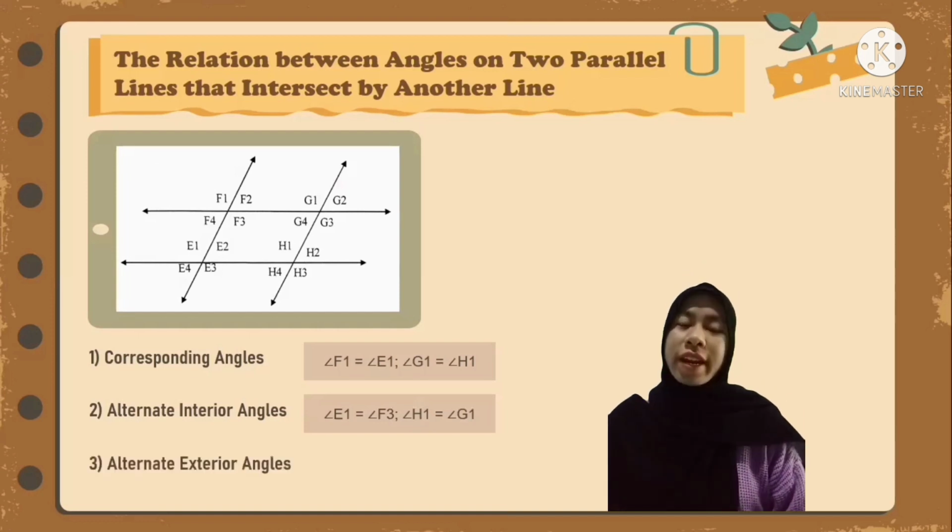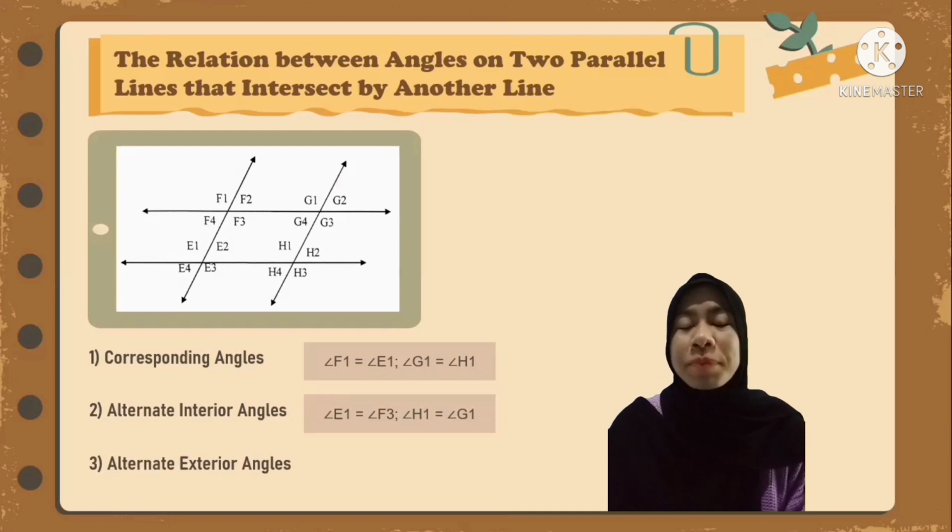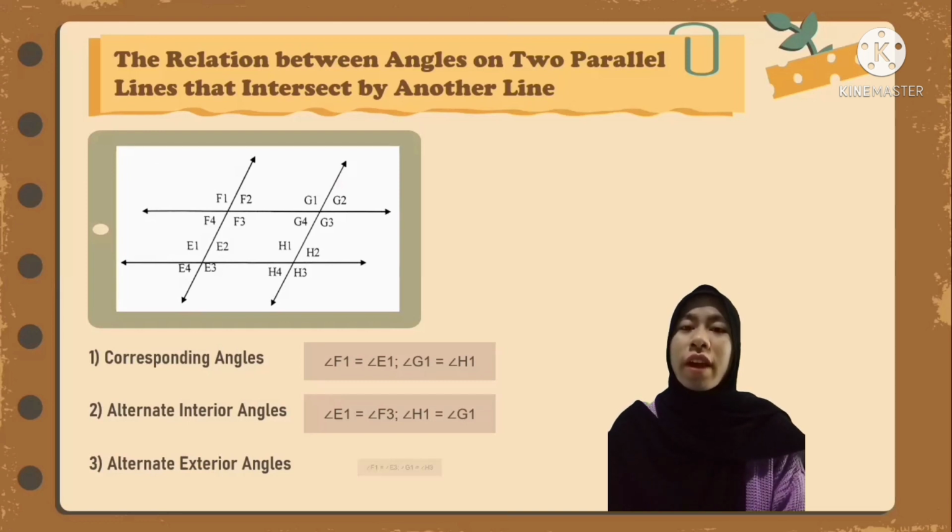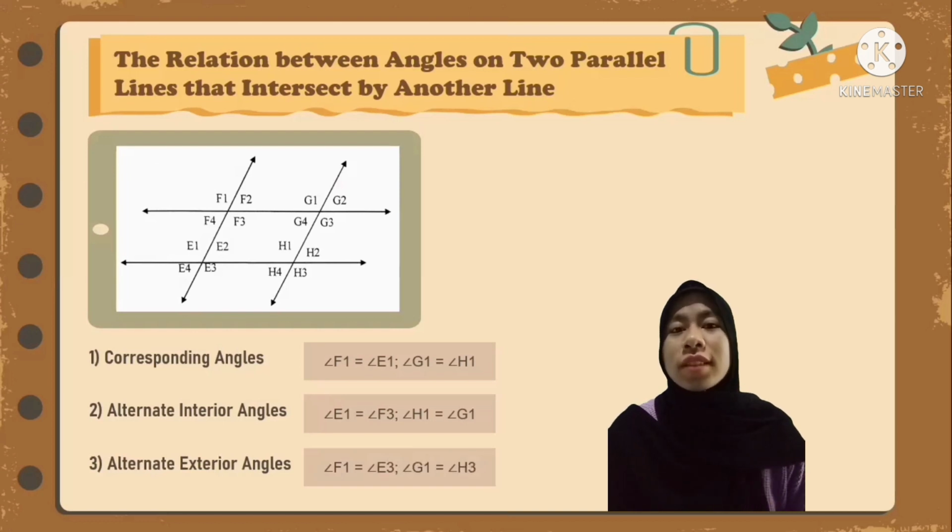Number 3, alternate exterior angles. A pair of angles which are on the opposite sides of the transversal, or line cutting the parallel lines, and are outside the two lines. In alternate exterior angles, angle F1 is equal to, or paired with, angle E3, and angle G1 is equal to angle H1.